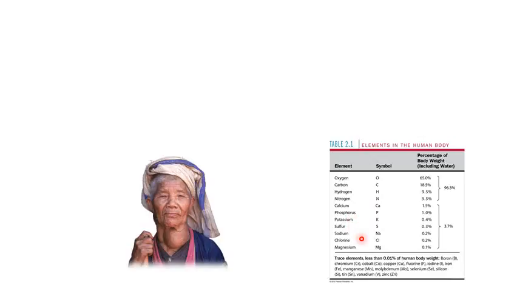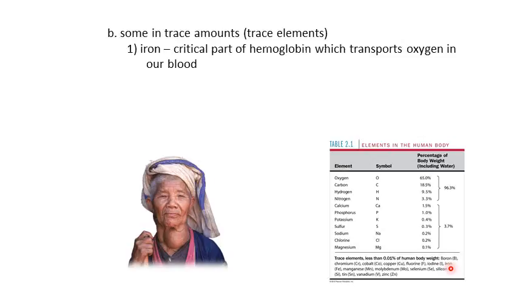Now, if we look down below, we have some elements that we're going to refer to as trace elements, and you can see the laser pointer here pointing out some of those. One of them that we can mention is iodine. Iodine is critical to us. We have to have plenty of iodine in our diet, or we can develop issues. Iron is another real important trace element. Once again, these trace elements we don't need in as large amounts as some of the other elements, but they're really critical to our well-being.